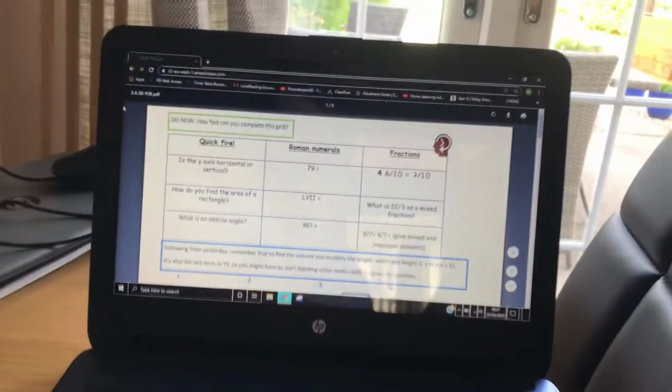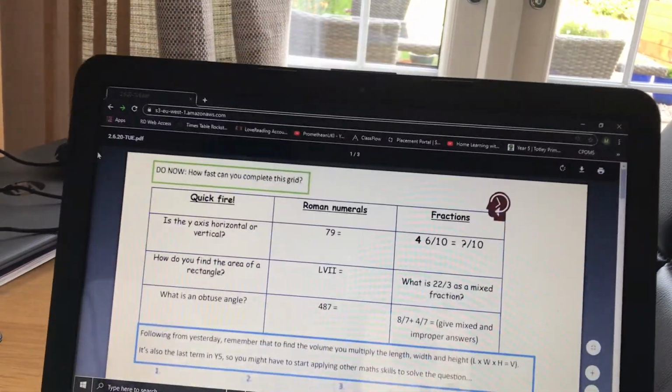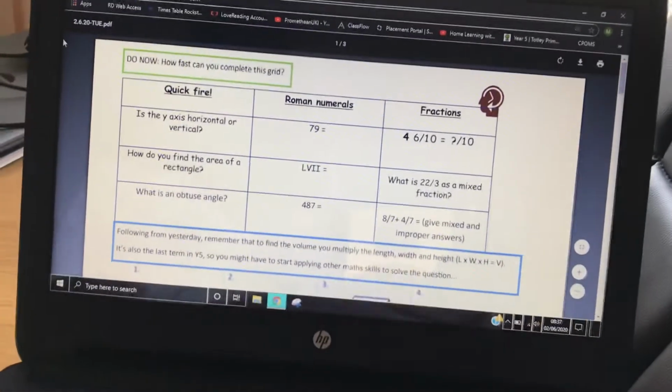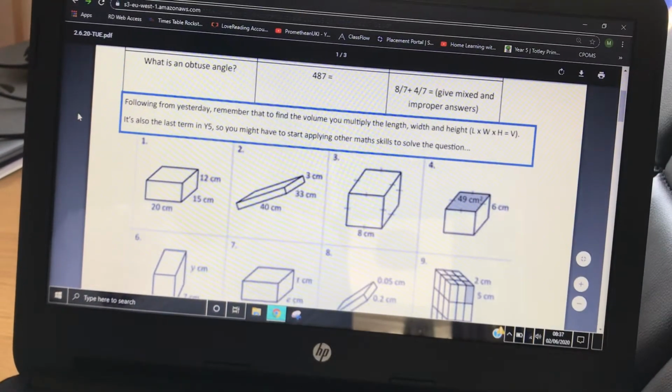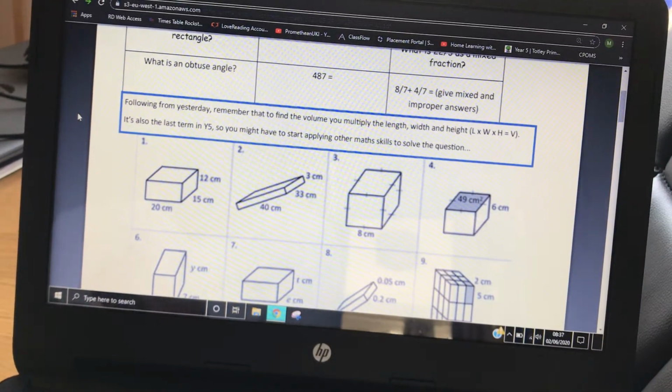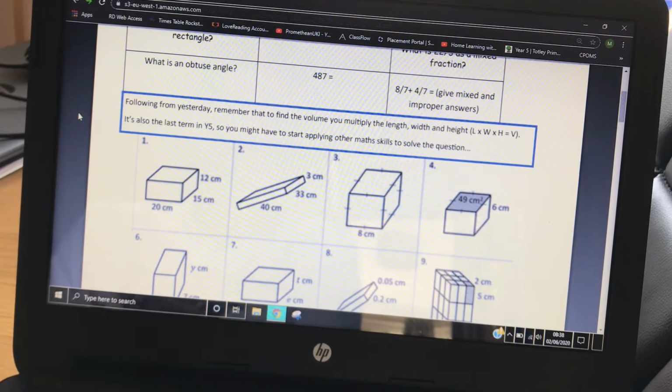Right. On to, tripod's a bit stiff today. So, on to today's task. Now, it looks very similar to yesterday, and it is, but it's just that little bit of a step up. You've got to use a little bit more Year 5 and Year 4 prior knowledge, and apply them to these. Because I know almost everybody will be like, volume, right, yeah, I get it. That is not what's going to happen for the Year 5 and Year 6 and beyond.